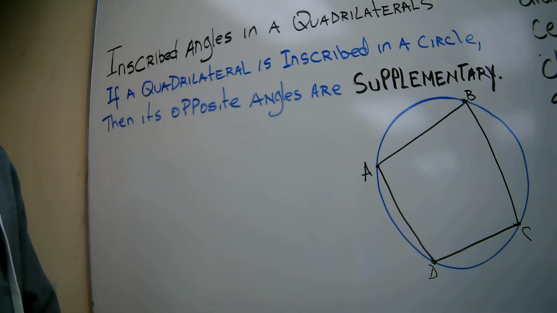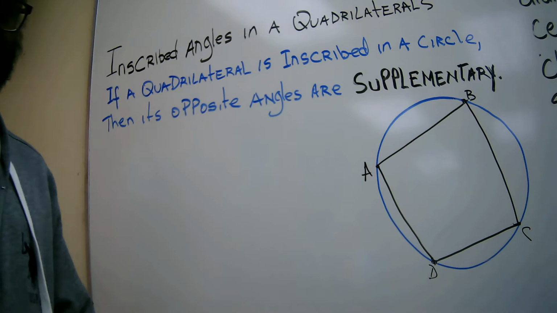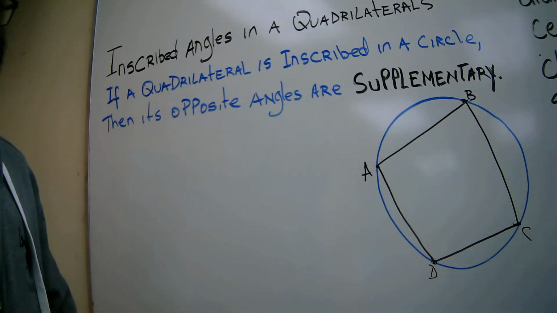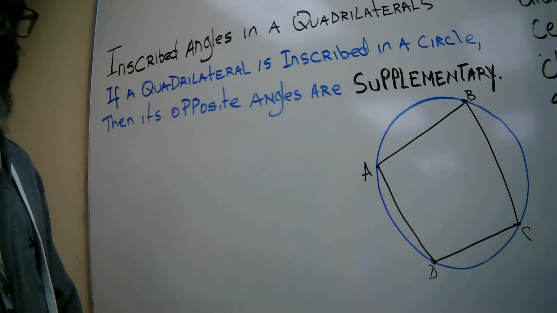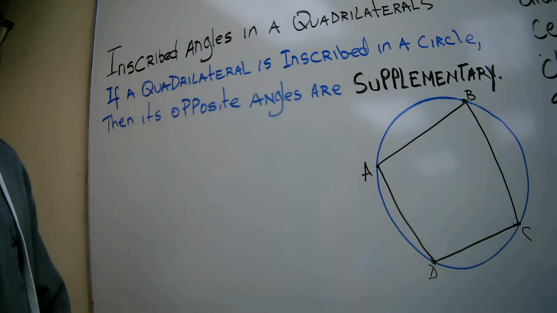Let's recall from prior knowledge what supplementary means. We said that two angles are supplementary if and only if they add up to 180 degrees. That's the definition of supplementary angles. This is something that we covered earlier.